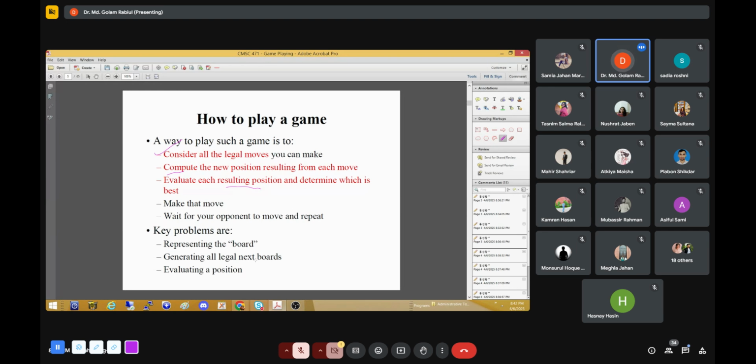Generating all legal next boards. That means maybe you are in a state, then we have to think about what are the next possible boards. So you have to think about all the possible movements or all the possible plays. And then the third problem is evaluating a position. So which position is better? These are the three key challenges in game design: representing a board, generating all the legal moves, and evaluating a position.